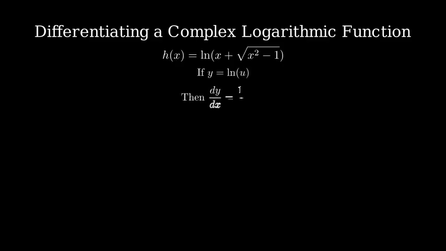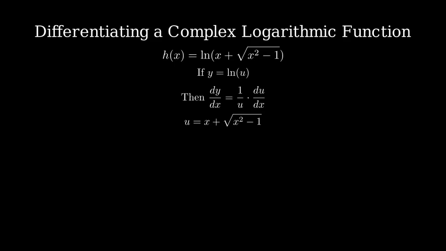The chain rule states that if we have y equals natural log of u, then the derivative dy dx equals 1 over u times du dx. In our case, u equals x plus the square root of x squared minus 1. Let's identify this as our inner function.